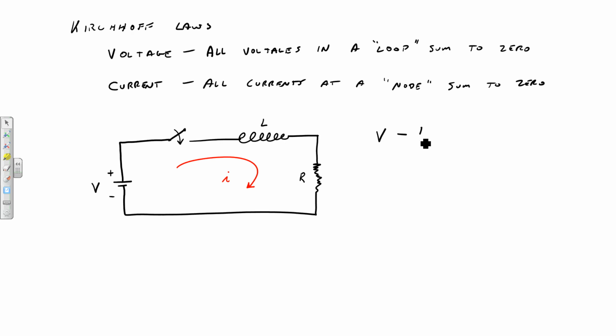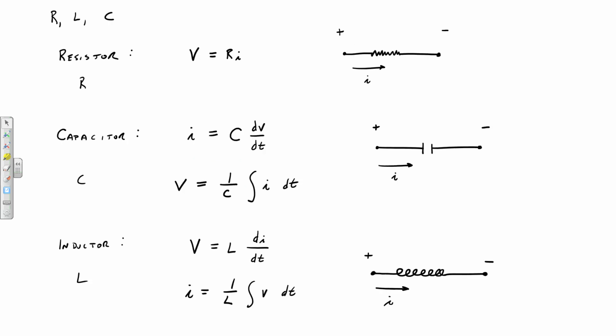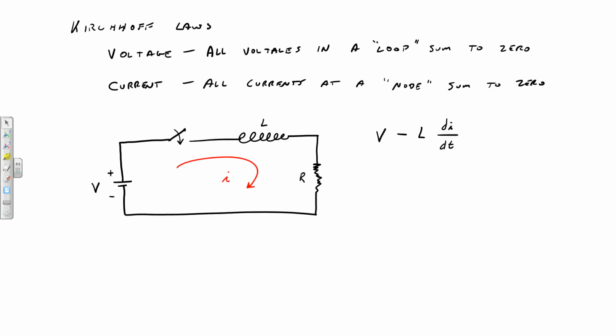And so this is L di/dt. That comes straight from here, right? V equals L di/dt. Inductor right there, V equals L di/dt. So I'll just write that. And then minus Ri equals 0. Okay? And you see how I did that? I've got the input voltage. That basically brings the voltage up to the higher voltage here. So this brings the voltage up, and then it drops down across those two. That's typically how I do it.